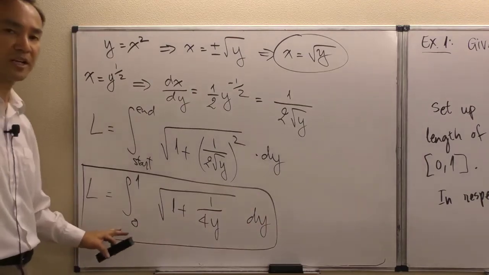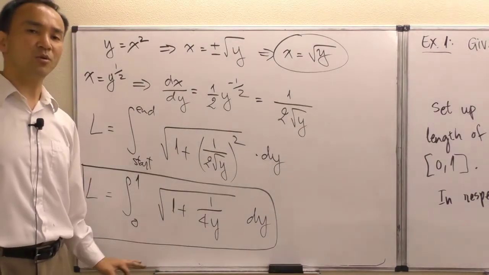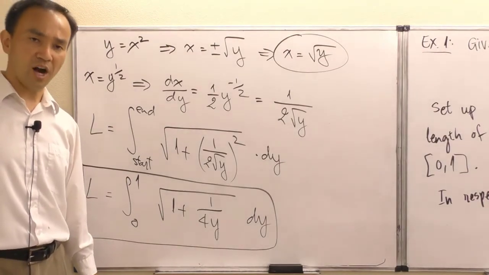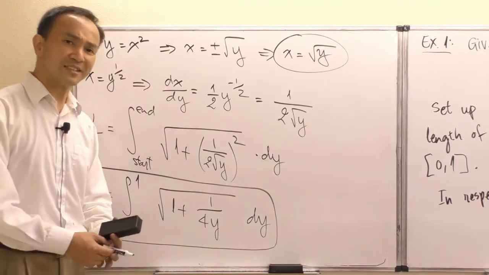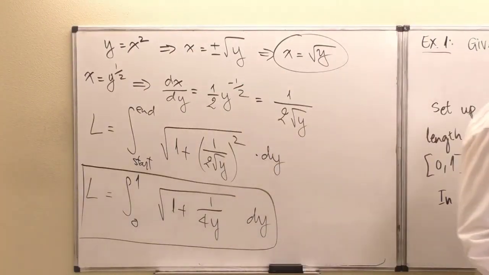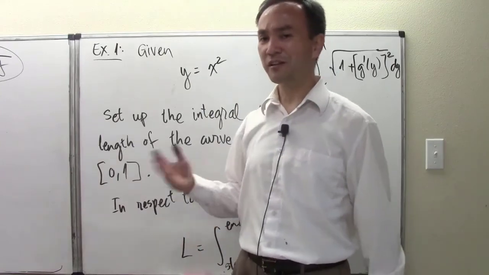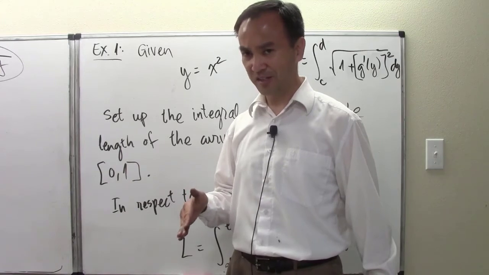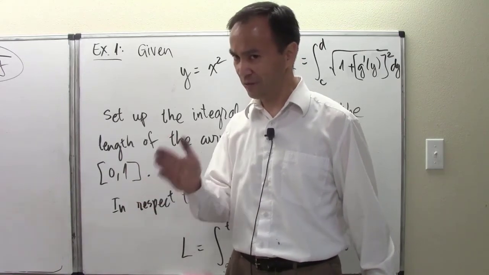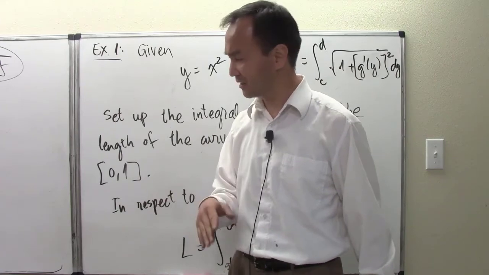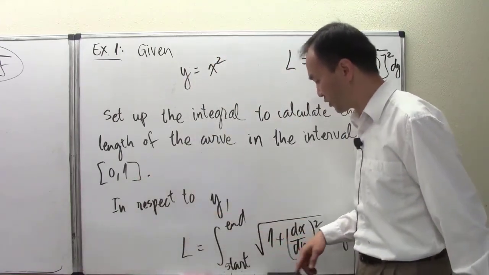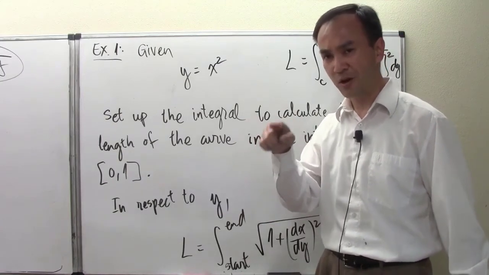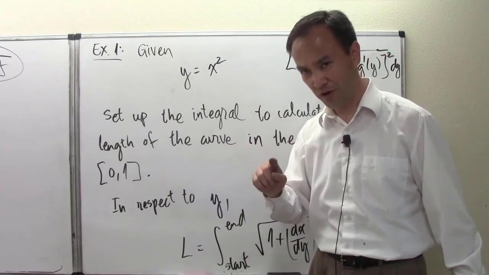But this is with respect to y, in case anyone made this choice to integrate with respect to y. So why is there such a situation, making a choice between integrating with respect to x or with respect to y? Usually one choice makes the integral setup easier. Now you can see that we arrived at two completely different integrals. With respect to x, it was the square root of 1 plus 4x squared, with a dx.